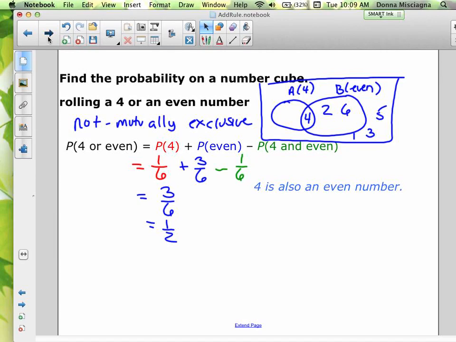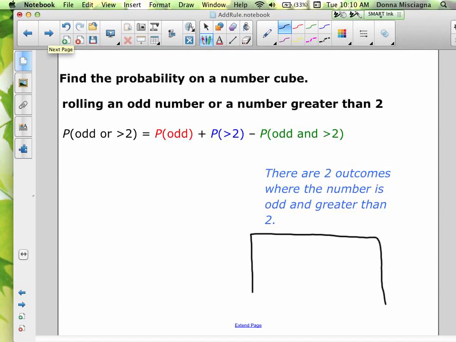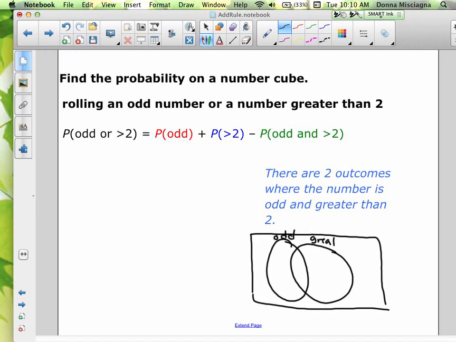So Venn diagrams are very useful at keeping track of things, and they're easy to draw. We want to find the probability on a number cube. This is at the top of the 4th page. Rolling an odd number or rolling a number greater than 2. I'll do a little Venn diagram over here. We have one circle that's odd, and one circle that's number greater than 2. And then we'll decide where everybody goes.